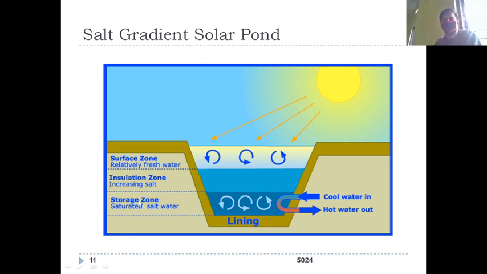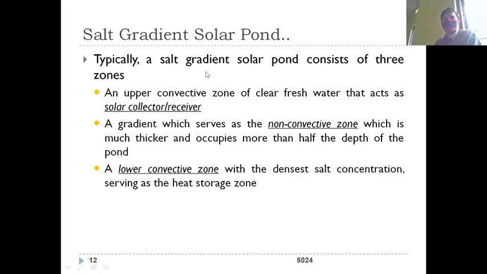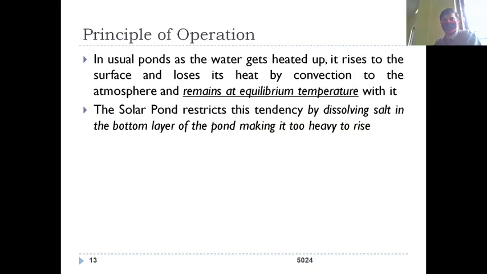So these are the different zones: surface zone, insulation zone, and storage zone. The middle layer, since there is increasing salinity from top to bottom, acts as an insulation zone. These three layers have other names: upper convective zone, lower convective zone, and middle non-convective zone or salt gradient zone. So this is the principle of operation, the difference of a salt gradient solar pond from a regular pond.